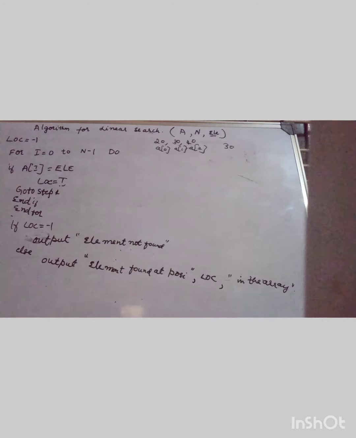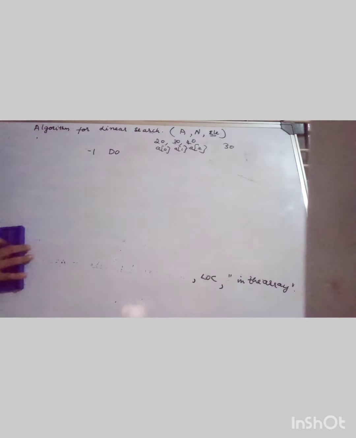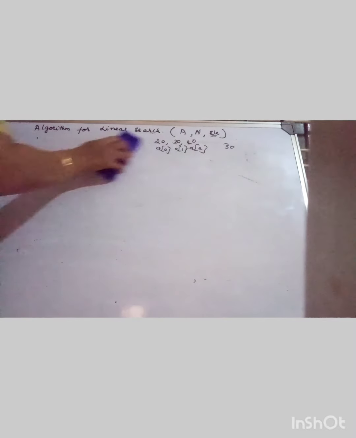Next algorithm is binary search. Same thing, but in linear search we took any number of elements, whereas here we are taking an ordered collection of elements. This is an algorithm for when the elements have been arranged, which means sorted. We are taking a sorted list of elements.